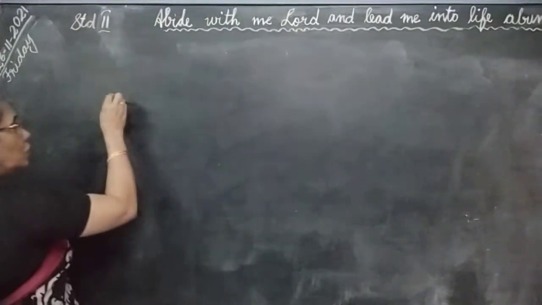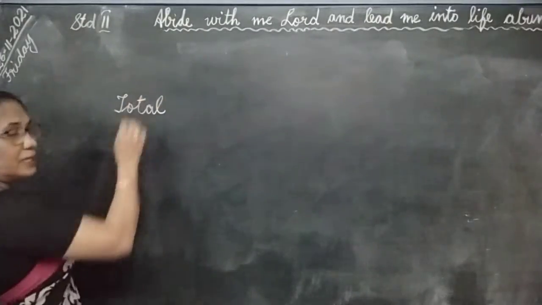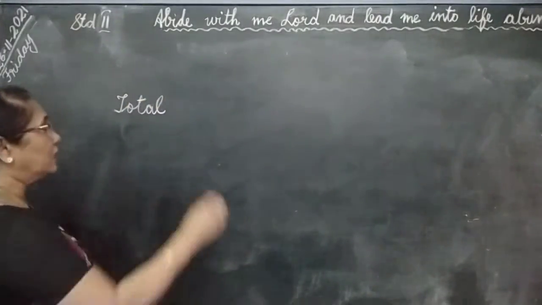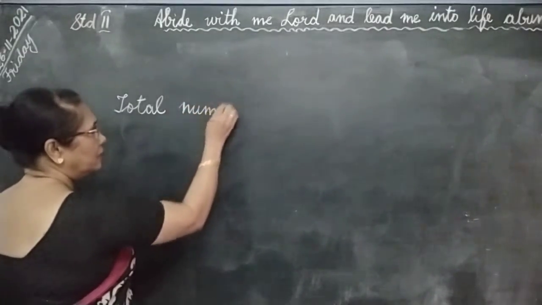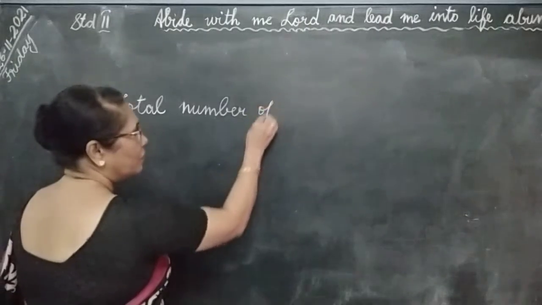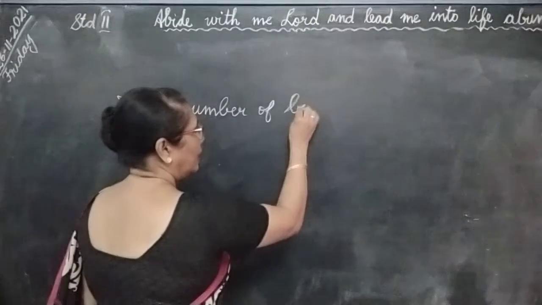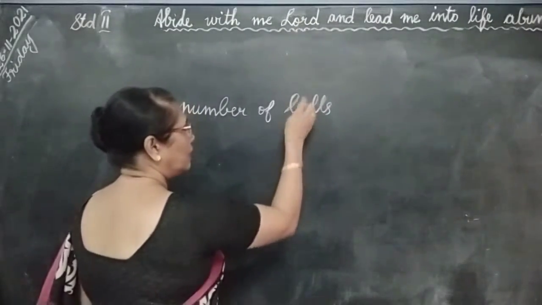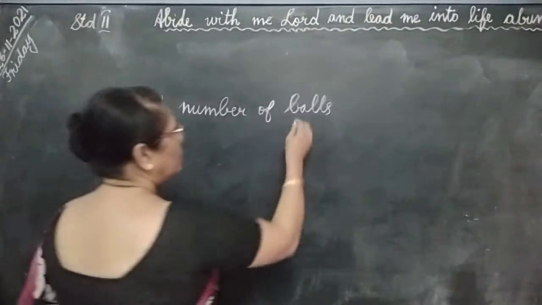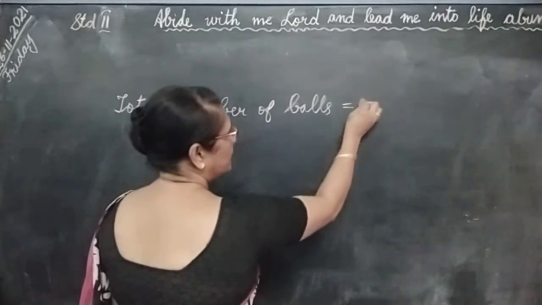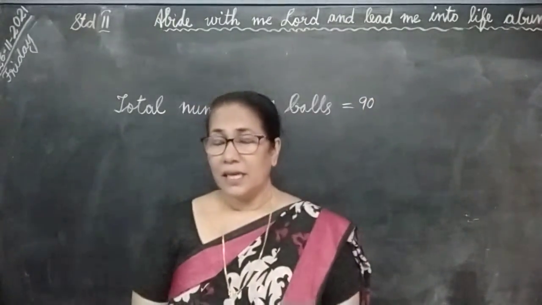So you write down total number of balls. T-O-T-A-L, total number of balls. B-A-L-L-S. Total number of balls equals 90. What is the total number of balls? 90. Okay.